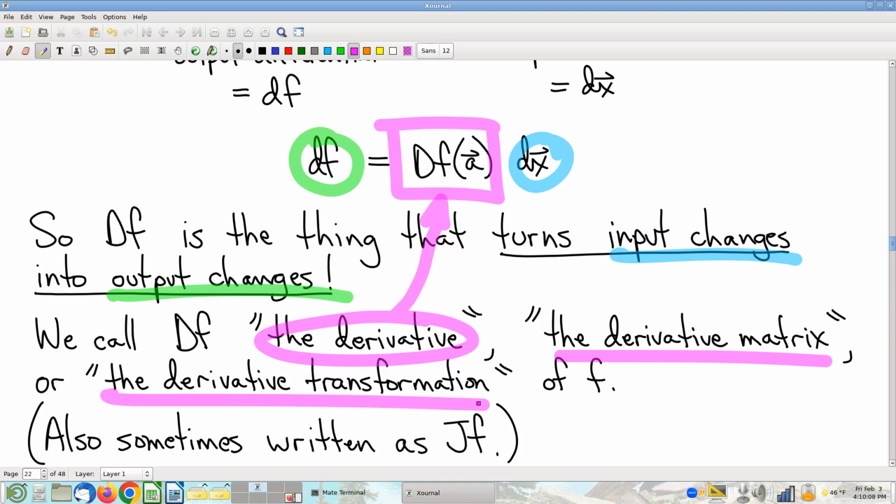And in this class, we're not going to sweat the distinction between linear transformations and matrices. As far as we're concerned, they're kind of the same thing. You know what I mean? So either of these terms is fine, but importantly, this is the thing that does, in general, what derivatives are supposed to do. This is the thing that you do to input changes to get output changes. And in the most general sense, any number of input variables, any number of output variables.